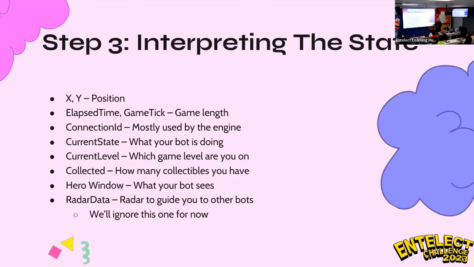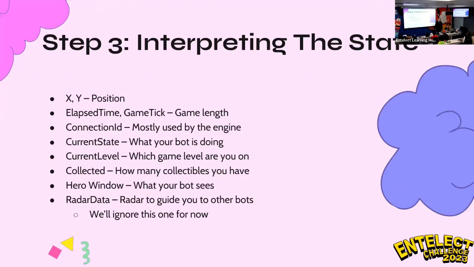Then the hero window, which we will discuss in more detail in the next slide, is like the eyes of your bot. If a bunch of you have managed to run it successfully, that's good. That big block of text that gets printed out with all the 0s and 1s and 5s and whatever, that's your hero window. Then radar data tells you information about other players around you and where they are and how to reach them. But for our bot, we're going to ignore that for now. We're just going to find some collectibles. But the radar data will be helpful if you want to take a more aggressive approach.